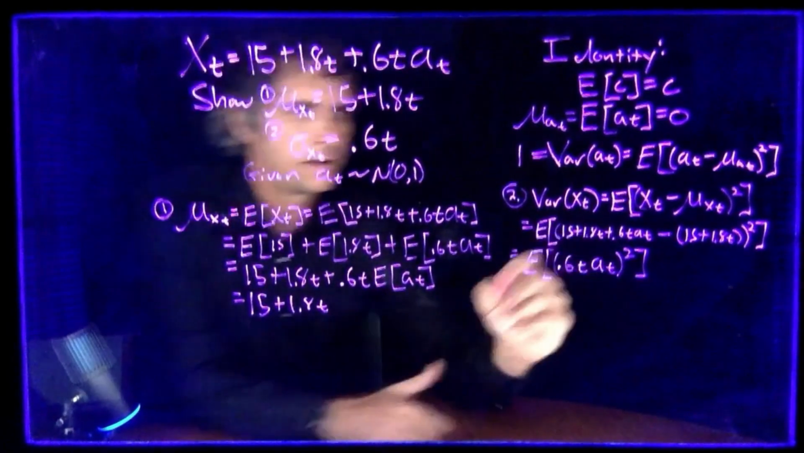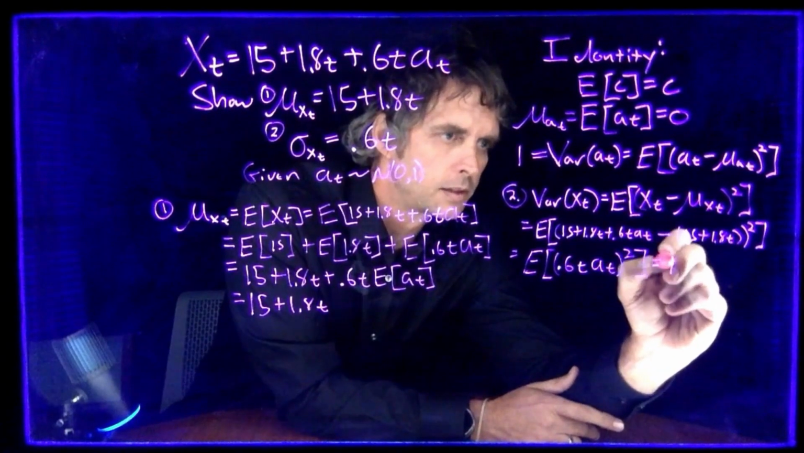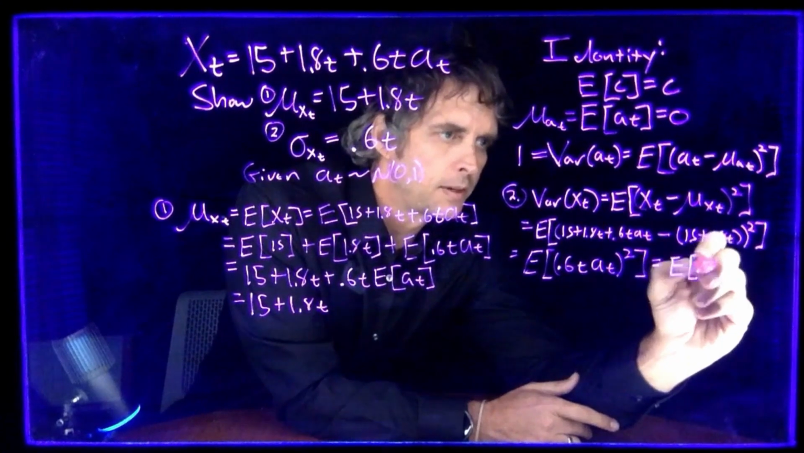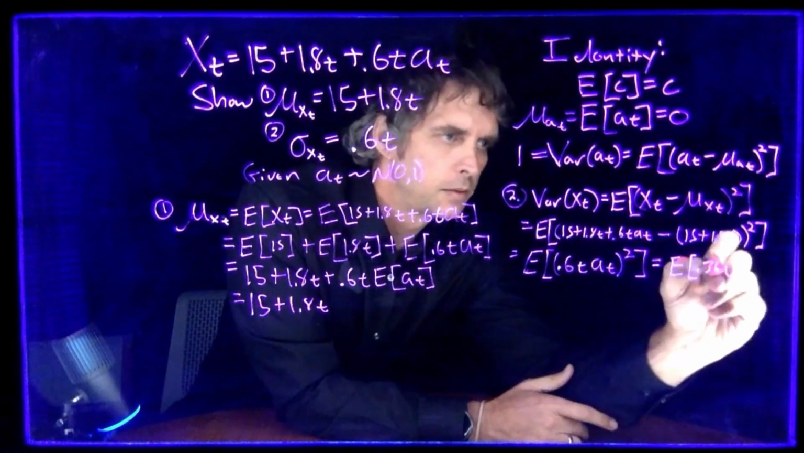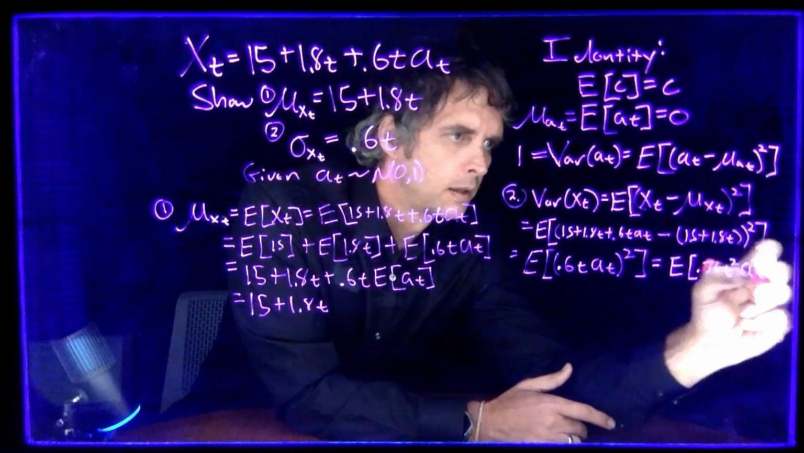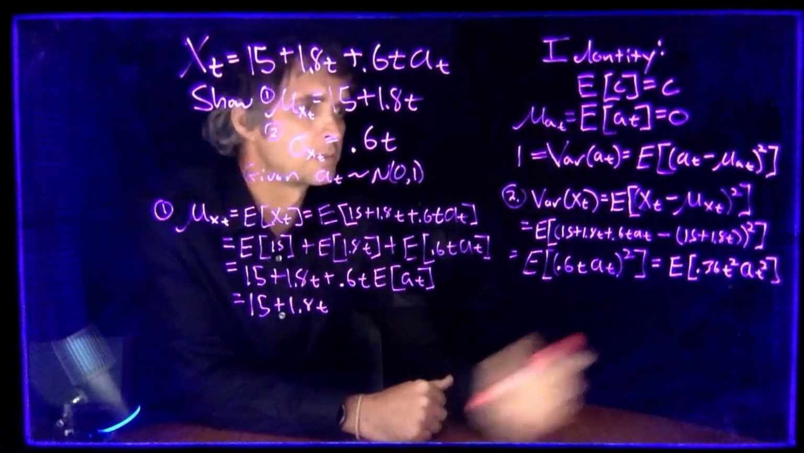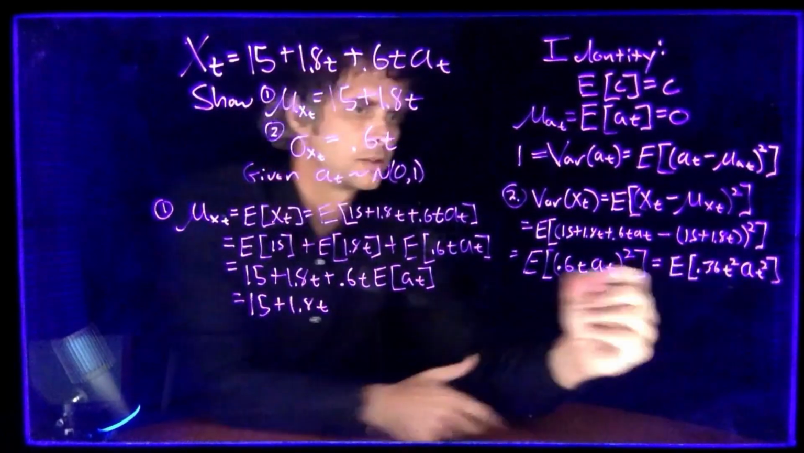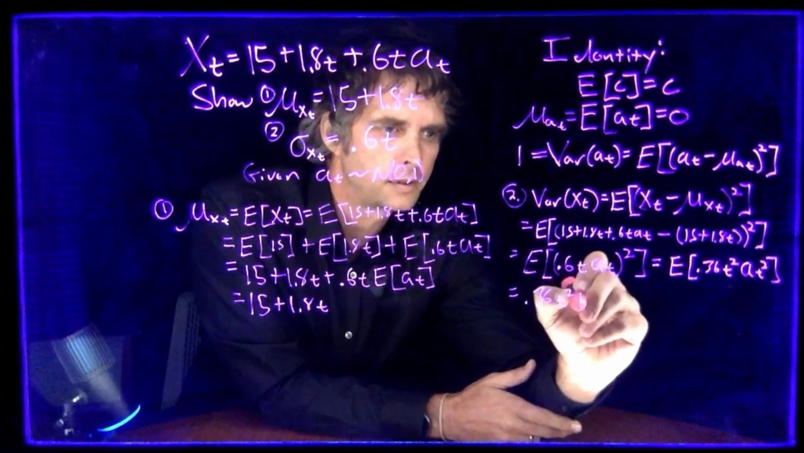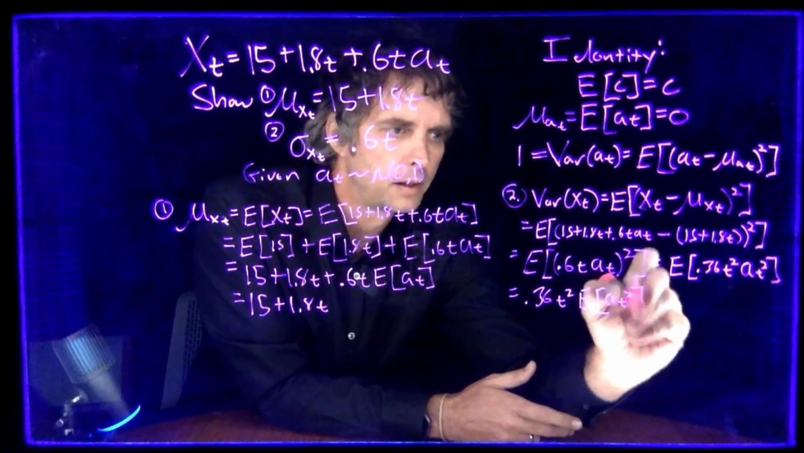Great, so let's square it. So that equals the expected value of 0.6 squared, which is 0.36 times t squared times at squared. Okay, so that's what we have so far. Awesome, so we have these constants, right? 0.36 t squared, so that's going to equal 0.36 t squared times the expected value of at squared.